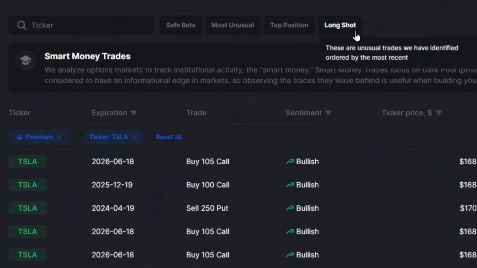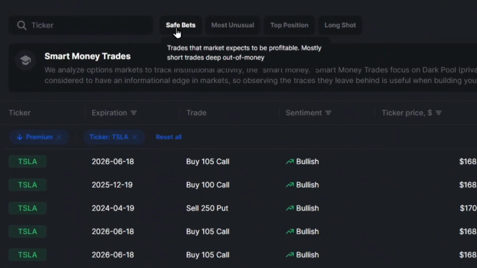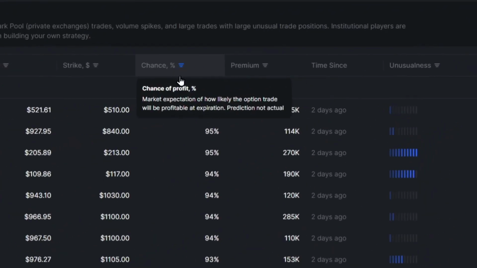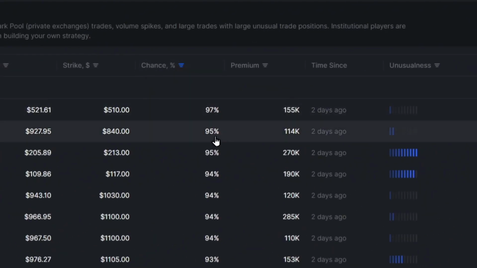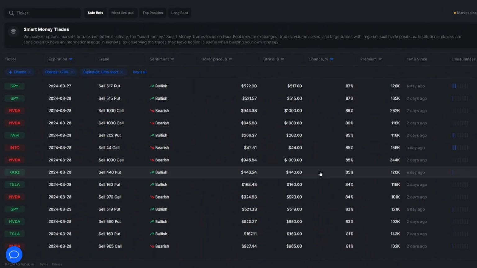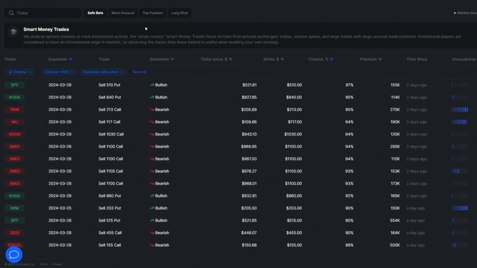Now at the top here, you also have 4 filters you can use. Safe bets for 4. These are trades that the market expects to be profitable. Very, very high chance of profitability. So if you look at the chance of profit here, 97%, 95%, and so on. And that, again, you're just looking for some safe-ish trades. Obviously, there's risk with all trades, but this could give you some ideas on what might be an interesting setup.